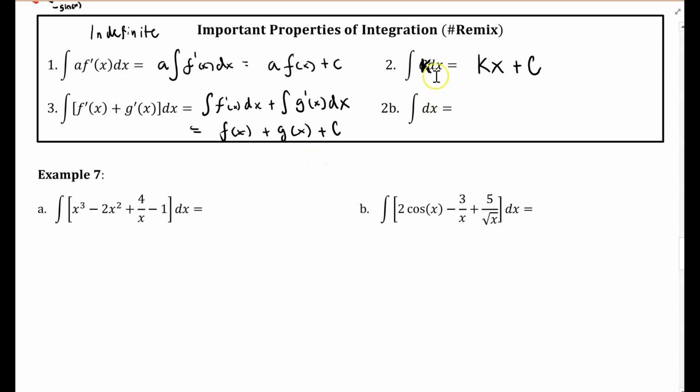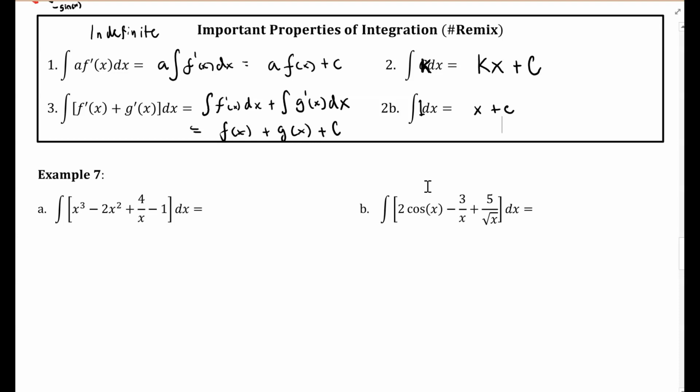And then b, the integral of nothing. It doesn't look like there's anything in the integral. Well, there is. There's an invisible 1. So this is just going to be x plus c. Okay, and it kind of follows from 2b. I guess I should have gone this way. The numbering is a little weird.